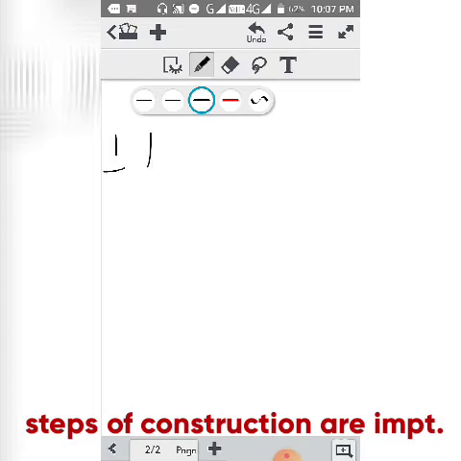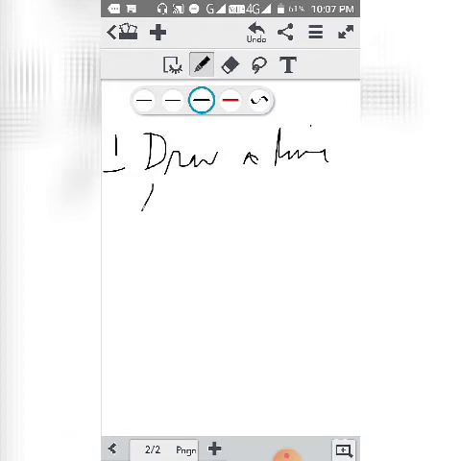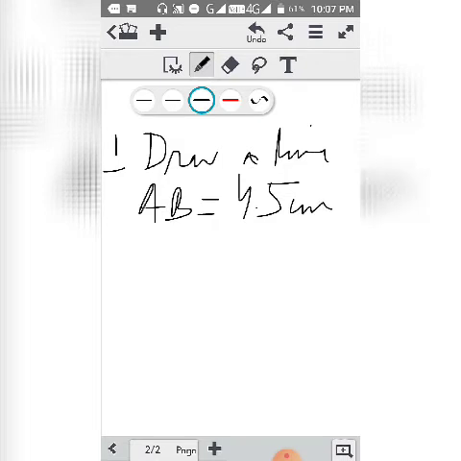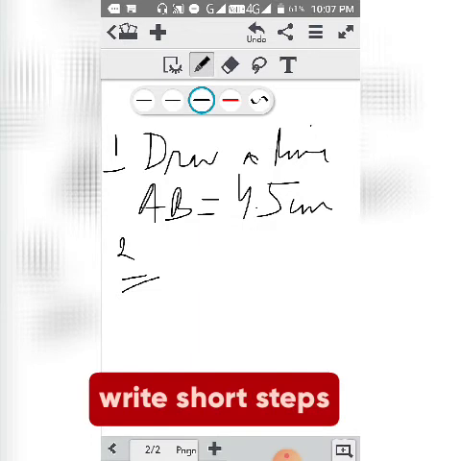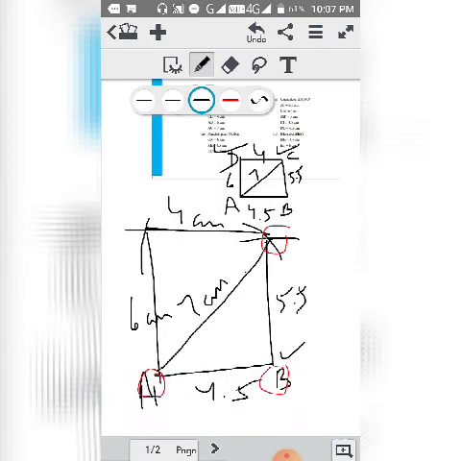The first step was that we draw a line AB equal to 4.5 centimeter, this much. Second step, what did we do? The second step was that we made AC and we made BC. AC was 7 and BC was 5.5.